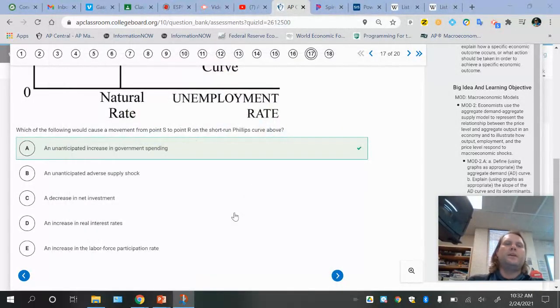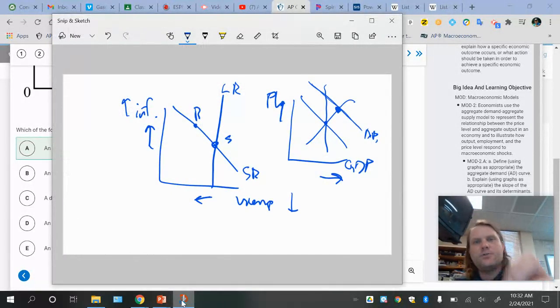So let's see what can happen to increase that aggregate demand. An unanticipated increase in government spending gives us the correct answer. That adds to our GDP, right? That's part of our aggregate demand. The government is part of that. Adverse supply shock. Let's draw these to prove ourselves incorrect. An adverse supply shock makes this happen and this happen. That's no good. That's not what we're asking.